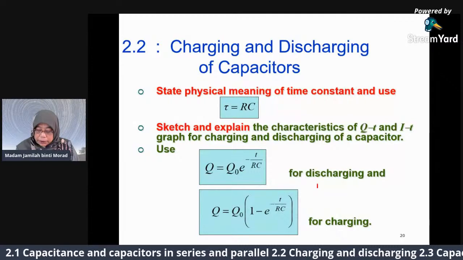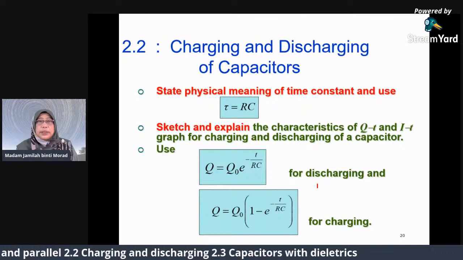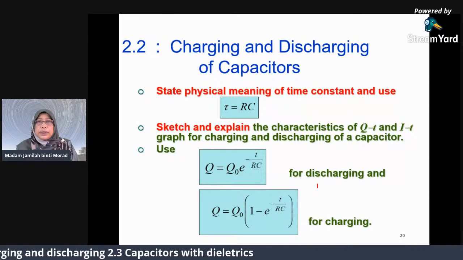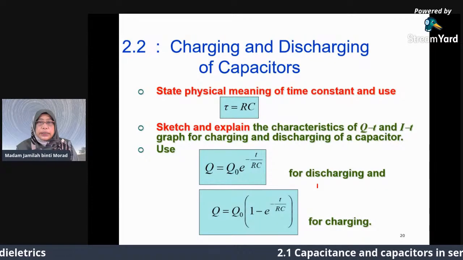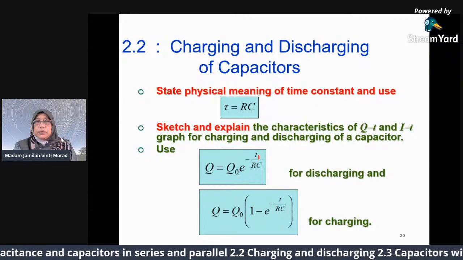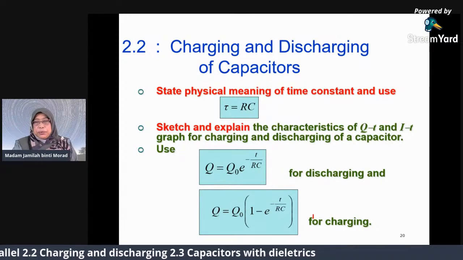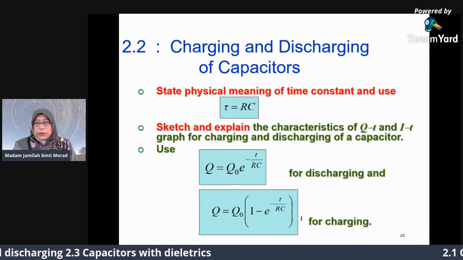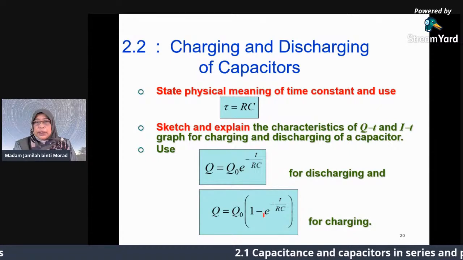The second objective is to sketch and explain the characteristics of the Q-t and I-t graphs for charging and discharging of a capacitor, and then the equations for discharging and charging. The first equation, Q equals Q naught exponent negative t over RC, is for the discharging process. For the charging process, you use Q equals Q naught times 1 minus exponent negative t over RC.